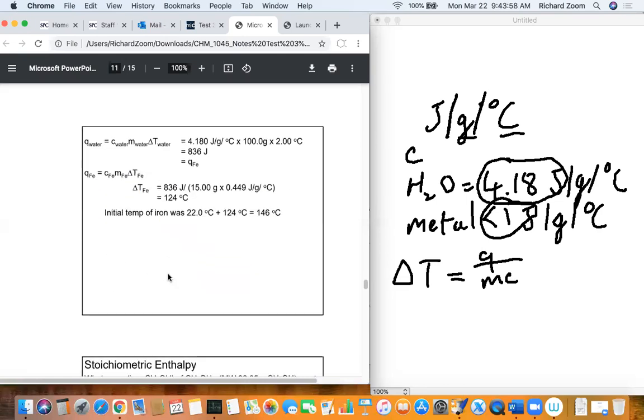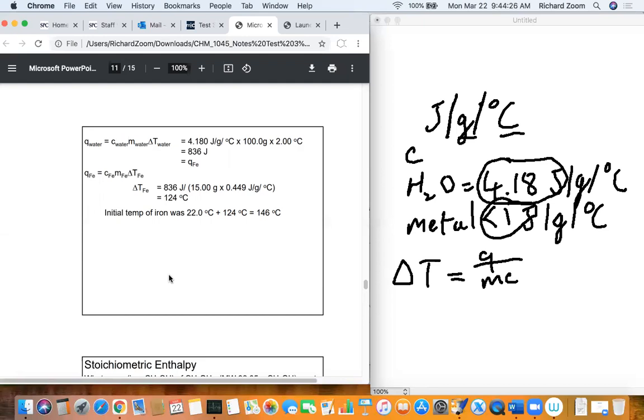So our first mission here is to find out how much heat the water actually absorbed. So we're using our equation here, Q equals mc delta T. So Q of water, the heat absorbed by the water, is the heat capacity of the water, which we were given, 4.180 joules per gram per degree Celsius. The mass of the water was also given, 100.0 grams. And then we've also got the delta T of the water. That's the change in temperature.